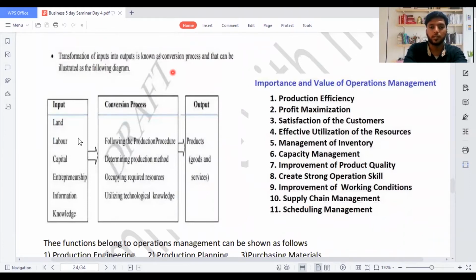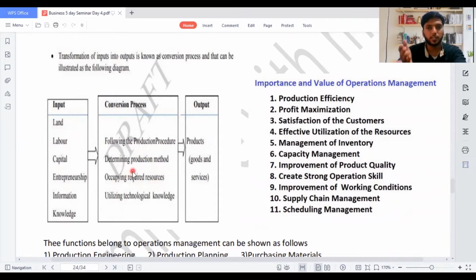Now, in management, we learn something called input, process, output. The same way in operations, you also have a process. Normally, you learned this in your chapter number 1. Land, labor, capital, entrepreneurship, information, knowledge are part of the input. Conversion process, how do we convert in operations management? Following the production procedure, determining the production method, occupying resources, utilizing technological knowledge.